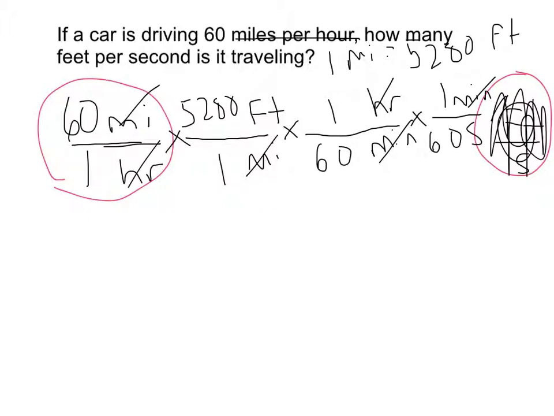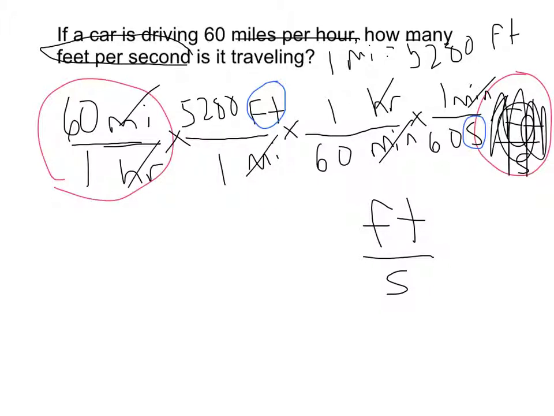So where we are right now, the unit we have left on top is feet. Everything else is gone. The unit we have left on the bottom is seconds. So that means the unit we have at this point is feet per second, which is exactly what we wanted. That's what it asks us right up here.